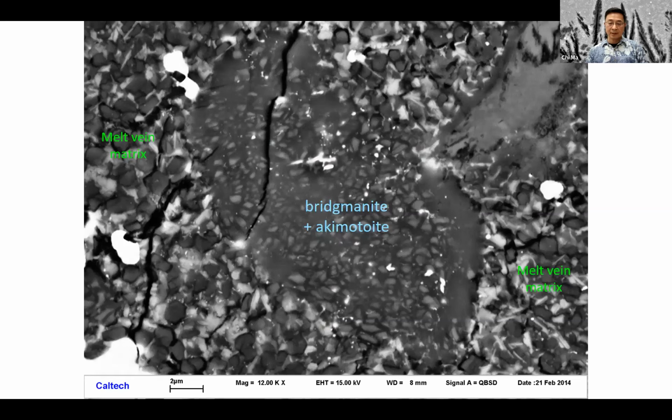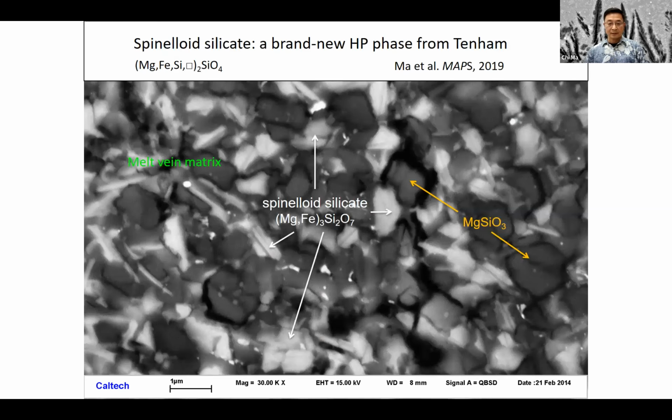Now let's take another look at this bridgmanite bearing shock melt vein. So here's a melt vein matrix. Let's take a closer look at it. This shock vein matrix contains two phases. One is MgSiO₃. The other one is this special silicate called sphenoid silicate with this composition.